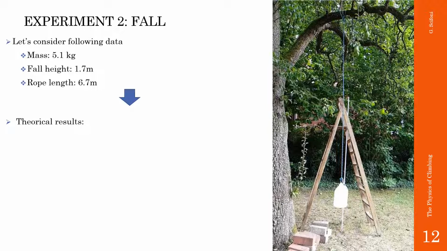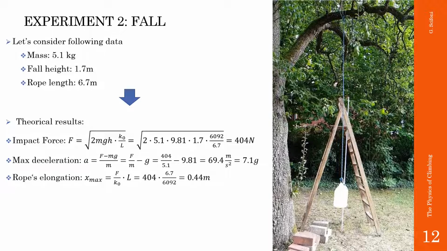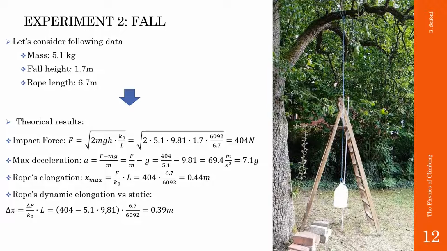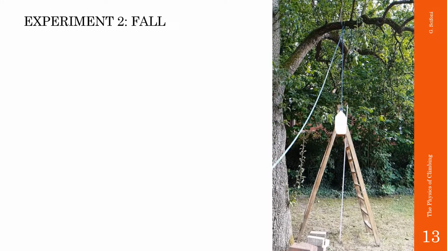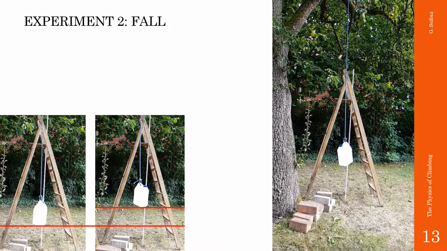The theoretical impact force we can calculate by replacing the values in the formula. It says 404 Newton. The corresponding maximum deceleration is then 7.1 times g. G is the gravity constant of the Earth, and the rope elongates by 44 centimeters. If we consider only the dynamic part of the elongation, also subtracting the static one, we come to 39 centimeters. In the video, we will see, in slow motion, that the canister has a dynamic elongation of about 33 centimeters. This value is lower than the theoretical one because of the friction losses.